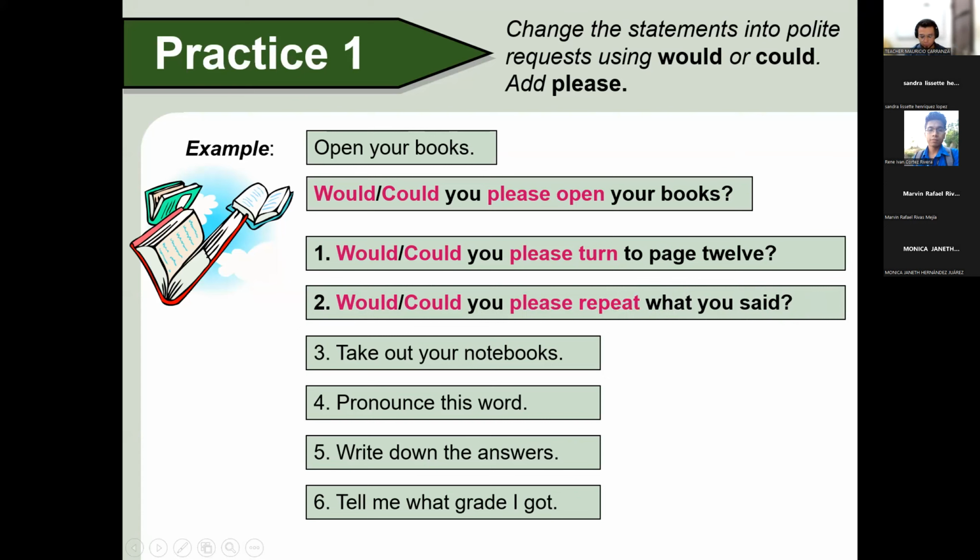Take out your notebooks. Al utilizar el would, el please iría como en medio, teacher. No importa, right? Con cualquiera de los dos se puede colocar aquí donde está, entre el sujeto y el verbo, o al final, con cualquiera. Ah, ok. You can say, would you please repeat what you said? Or could you please repeat what you said? No problem. Or at the end, no problem. Okay, thanks.